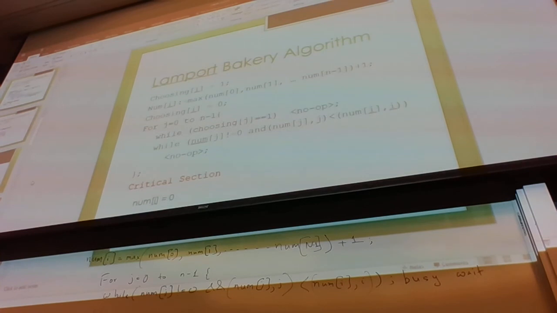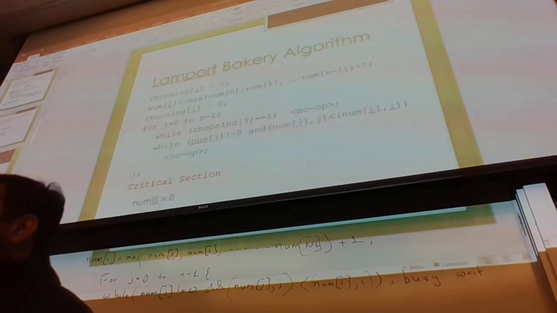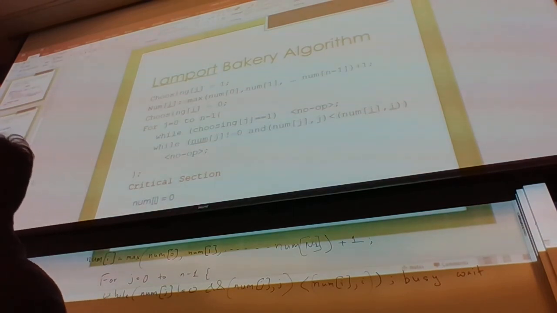Any idea? Any other examples? It's not exclusive. Think about race condition. Think about the first line. What is the first line doing? It's calculating max, adding 1 to it, storing it. It's not a single instruction. The first line is not a single instruction. It's a lot of instructions.